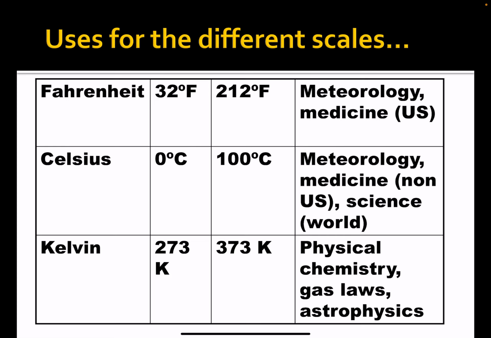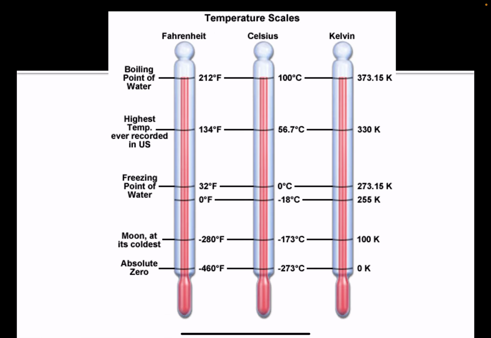And so here are the main points that relate to each other. 32 and 0 and 273 Kelvin are all our melting points, and 212, 100, 373 are all of our boiling points of water. And on the right, you see what they're useful in. Fahrenheit is used in the US for meteorology and medicine. Celsius is basically used everywhere else for most things. And then when we get into deep physics and chemistry and gas laws and stuff, that's when we're going to use Kelvin, because it's a much more useful idea for us.